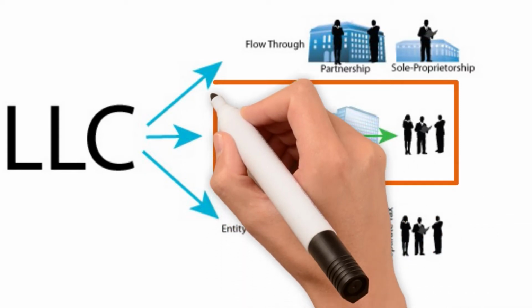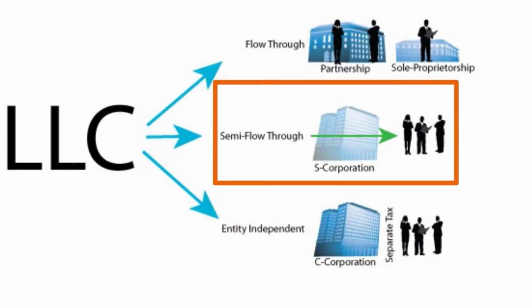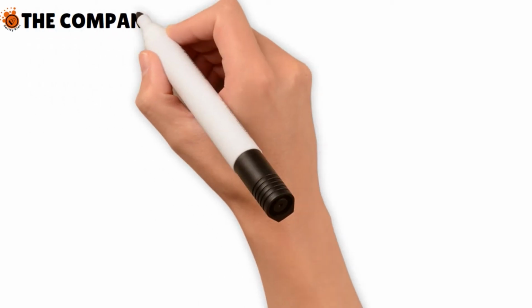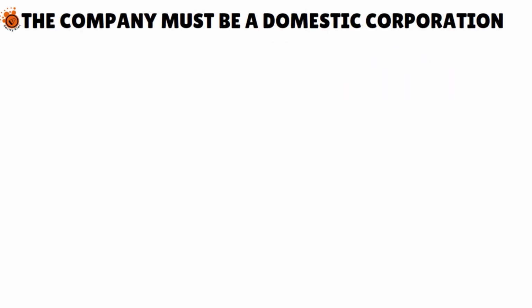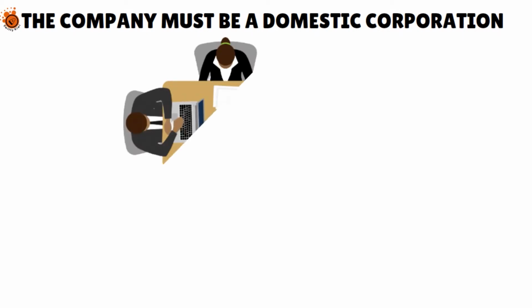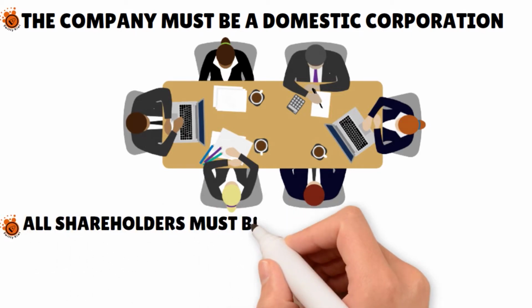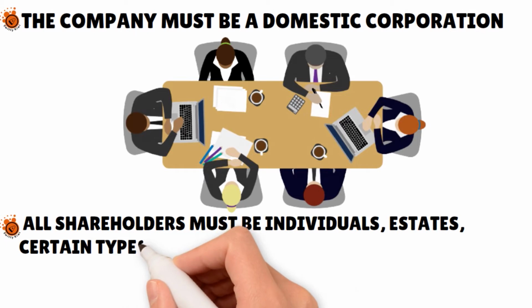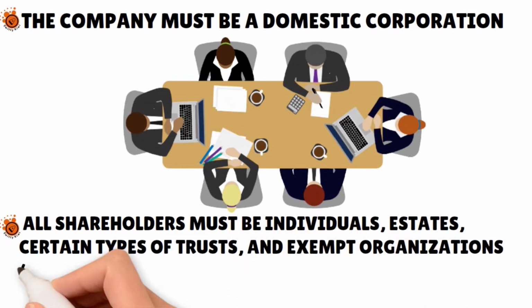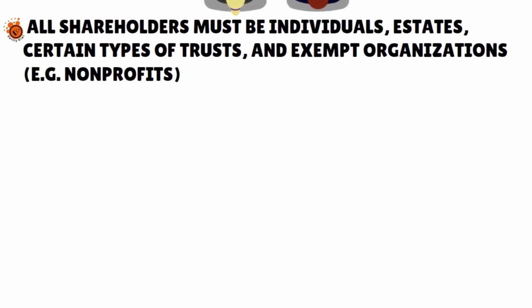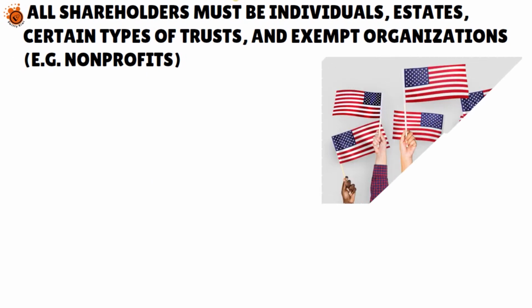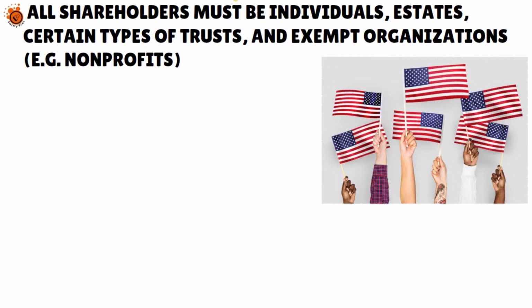You are eligible to file Form 2553 if all of the following are true. All of these criteria must be true, not one or two or three, all of them. So pay attention here. The company must be a domestic corporation. The company has fewer than 100 shareholders and only one class of stock. Shares owned by family members can be treated as one shareholder. All shareholders must be individuals, estates, certain types of trusts, and exempt organizations, for example nonprofits. All shareholders must be U.S. citizens, permanent residents, or resident aliens.